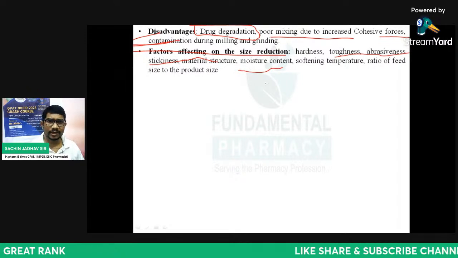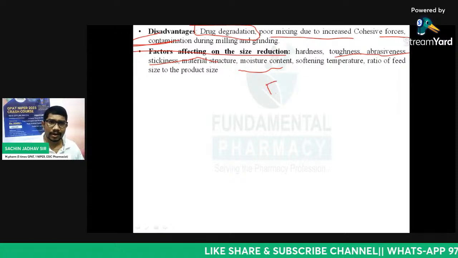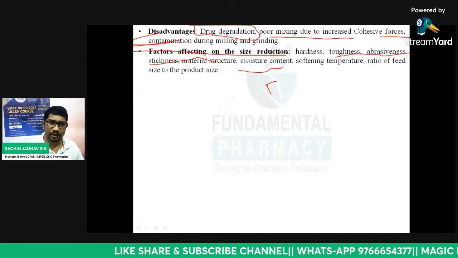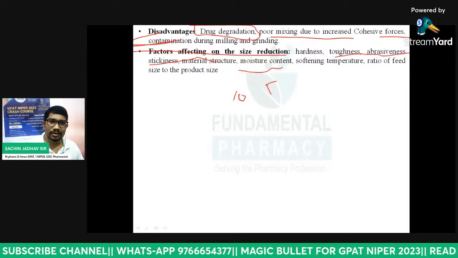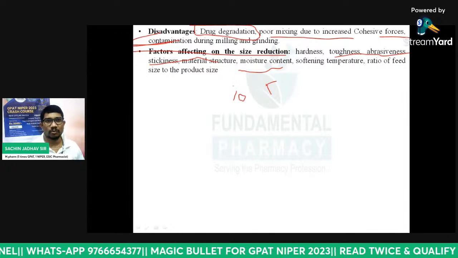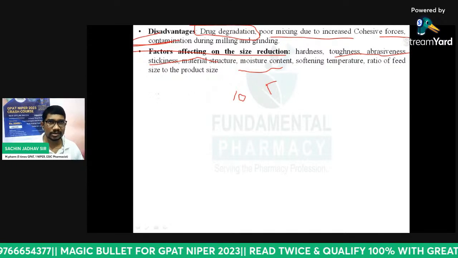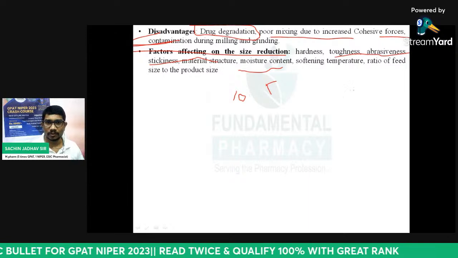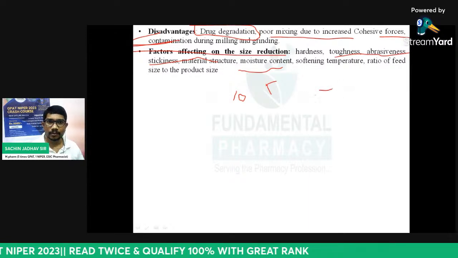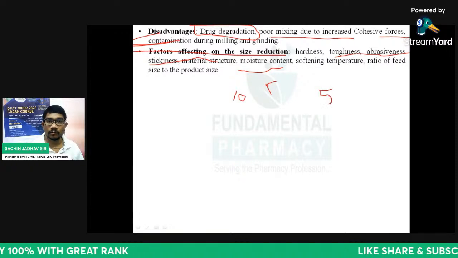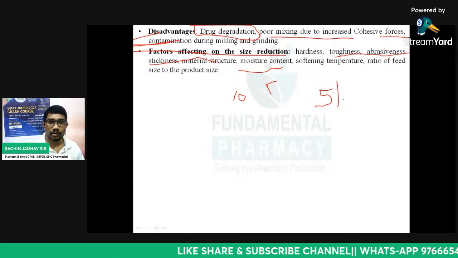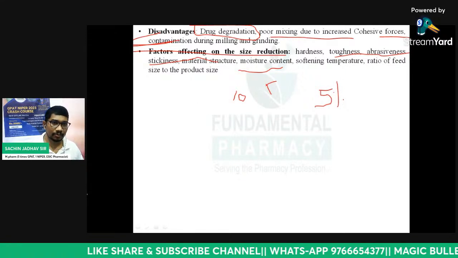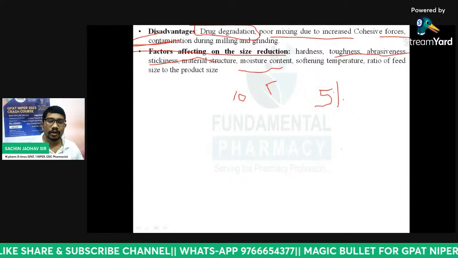So if the moisture content of the original material is more than 10%, that will decrease the rate of size reduction. So moisture content of feed for size reduction should be only 5%. How much should the moisture content of that material be when you go for size reduction? Not more than 5%. Right? So the moisture content of feed material for milling should be not more than 5%.